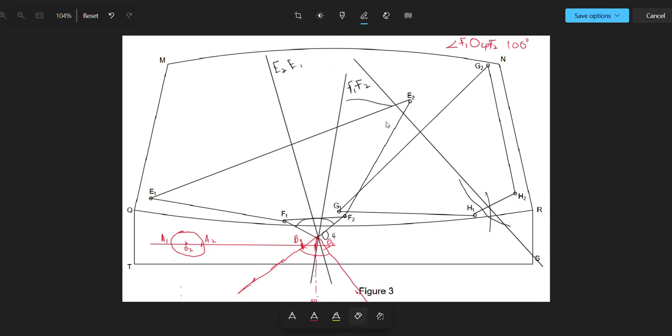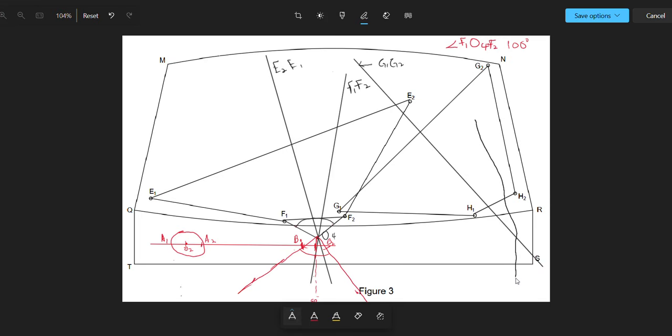Let me erase the arc lines. Okay. So this line right here is the perpendicular bisector of line G1, G2. And then we do the same for line H1, H2. We are going to bisect H1, H2. I'm not going to do the arcs again. So we are just going to bisect H1, H2.